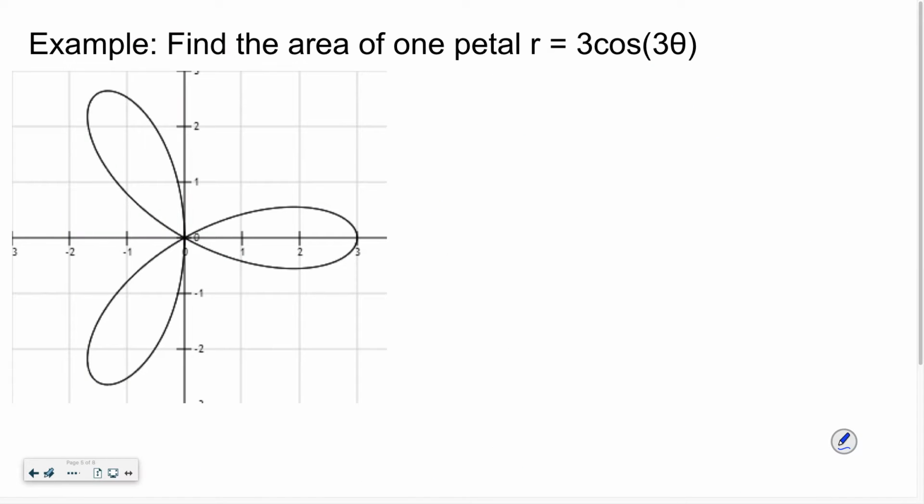All right, let's talk about this one. Go ahead and write it down. The area of one petal. R equals 3 cosine of 3 theta. And this is where our knowledge of the graphs is going to help save us time. That's why we worked on them for so long.